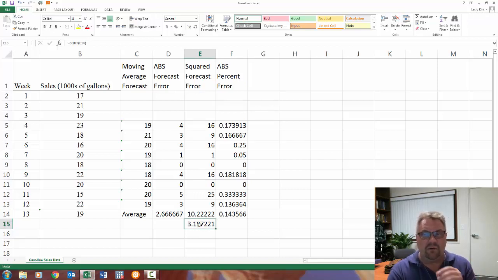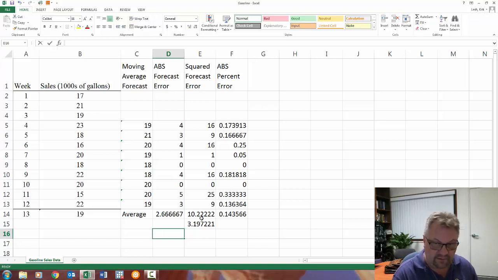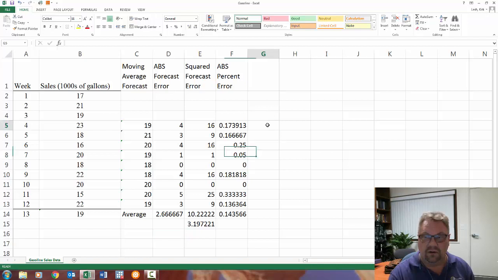Hopefully you know that you can actually calculate the standard deviation of this forecasting error, and see which one is lower. The one that's lower is going to give you a better estimate. And to do that, I'll do it over here. I'll do it for the ABS forecast error.